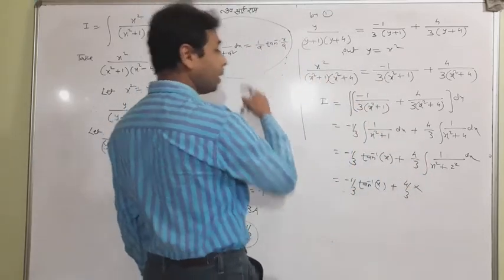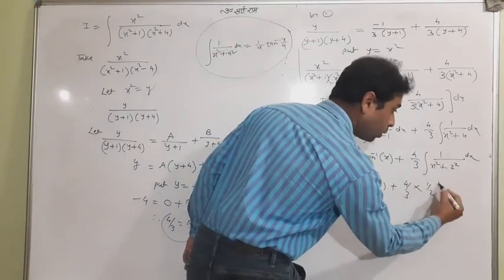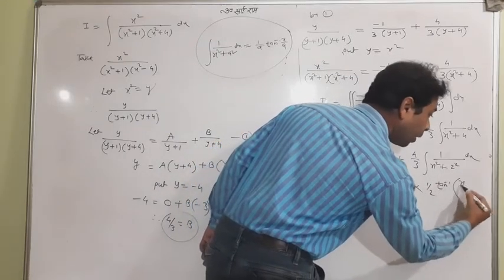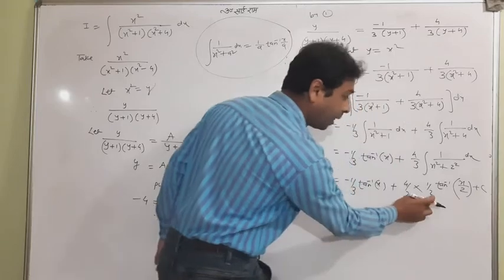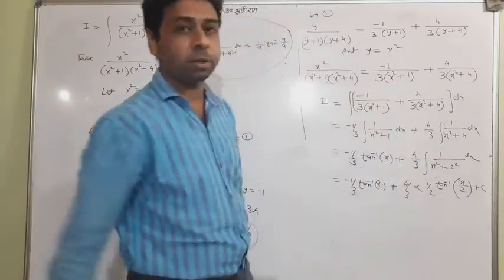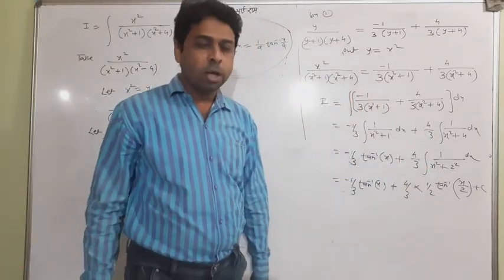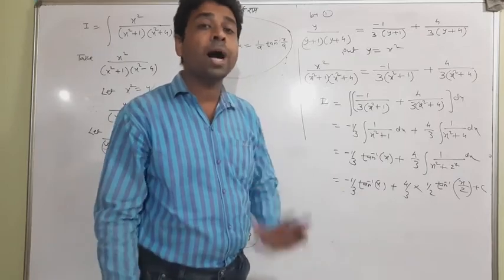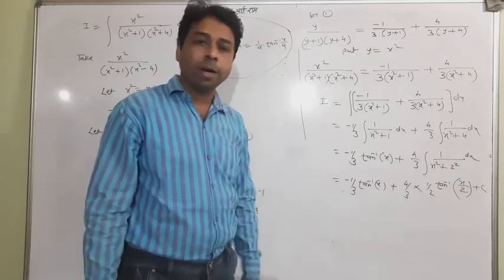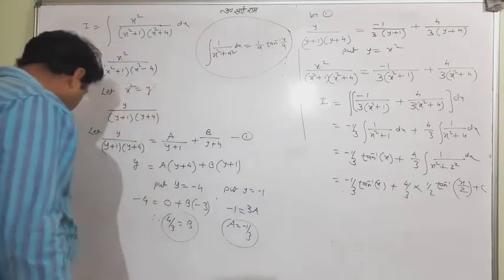So answer 1 by a. What is a? 2. Tan inverse x by a, meaning x by 2, plus c, and balance 2 2s are 4, so 2 by 3, and get your answer. So this is the answer from my side. This was a very important question. Do the hard work regarding that. Not tough, but it needs the practice. It needs practice only. Okay.